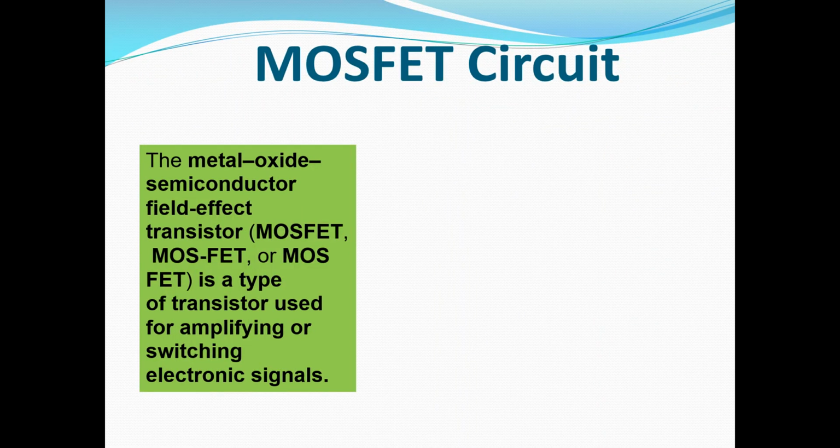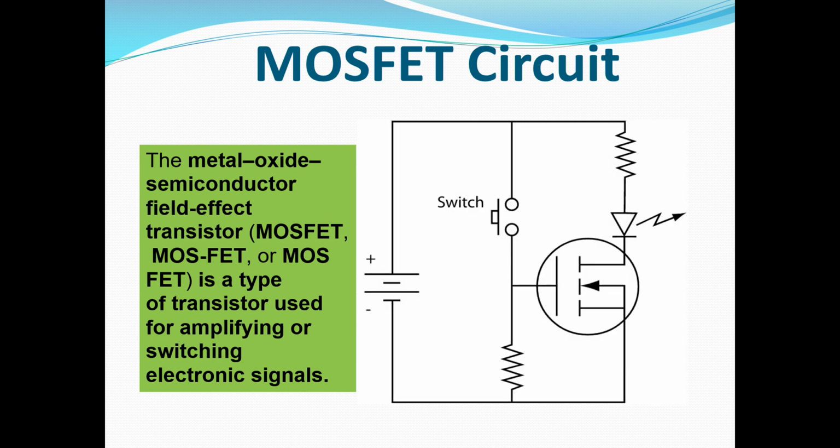Next one, MOSFET circuit. As I told you, MOSFET means metal oxide semiconductor field effect transistor, which can be written in different ways, as represented here. It is a transistor used for amplifying or switching electronic signals. This is the symbol or circuit diagram of a MOSFET. You can see a MOSFET transistor, a resistor, and a diode connected. The diode input is connected to the resistor and the output of the diode is connected to one terminal of the MOSFET. Between the two resistors there is a switch which mainly acts as a power signal to this circuit. And the main supply voltage is given over here.